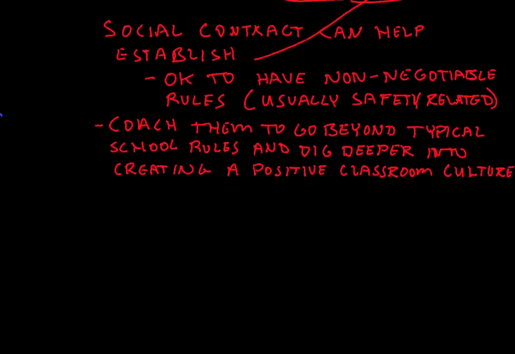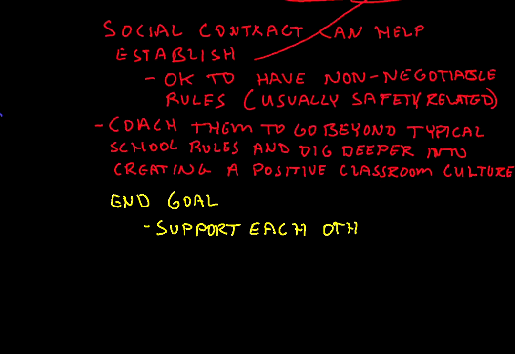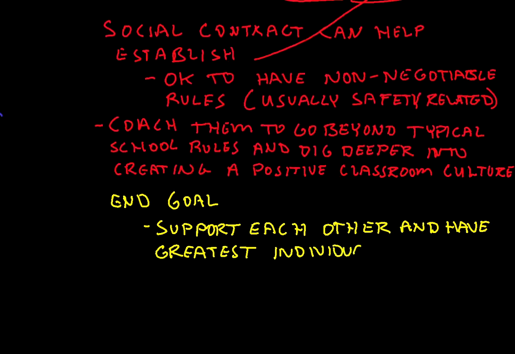And really, the social contract is a tool to go beyond just maintaining order to creating a culture where they are supporting each other and then having their own greatest individual cognitive growth and success, which happens when they do it together, because the most learning happens usually in social interactions instead of individually.